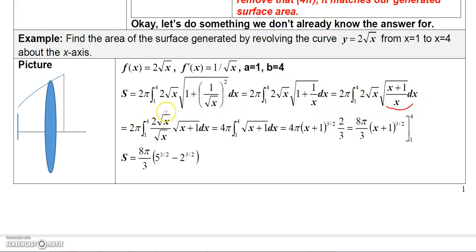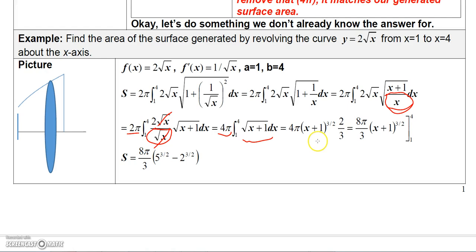Okay, and then if I rewrite this as square root of x plus 1 over square root of x, then I can put the square root of x here under this square root of x, and that allows me to cancel those. Then the next step, I'm going to factor the 2 out here with the 2 pi, and that'll give me 4 pi. And so now all I have to do is integrate x plus 1 to the 1/2 power.